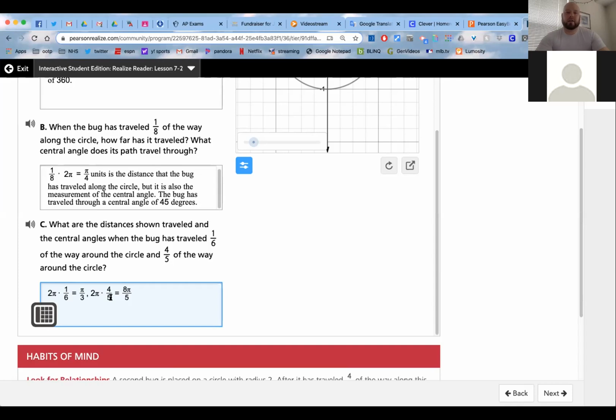And I totally understand that pi over 3 as a distance and 8 pi over 5 doesn't make the most sense to you right now. But we're going to get to that later on in this lesson today, explaining what that actually means in a way that is going to have more meaning to you. It's not really clear right now, but it's going to be clear by the end of the lesson. So we're going to jump over to the examples now.